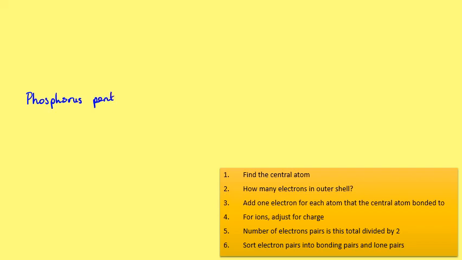Phosphorus penta, so that will be 5. Phosphorus pentachloride, so that's going to be P for phosphorus, Cl5. Going through the same process, the central atom is going to be a phosphorus atom. Phosphorus is in group 5, so 5 electrons in the outer shell. Add 1 for each of the chlorides, that's 5, so together that makes 10. No ionic adjustment. Divide our 10 by 2 gives us 5. We've got 5 bonds, so that's going to be 5 bonding pairs and no lone pairs.